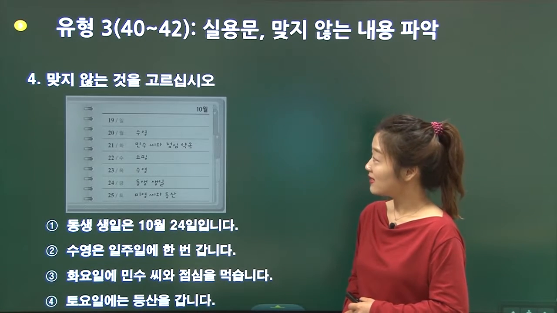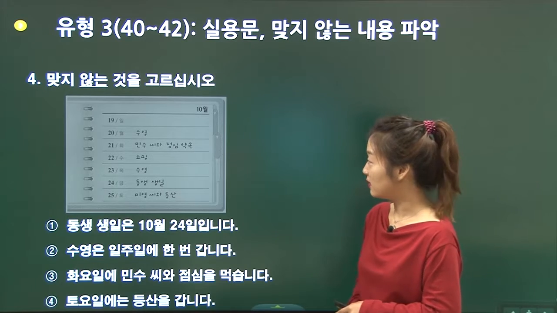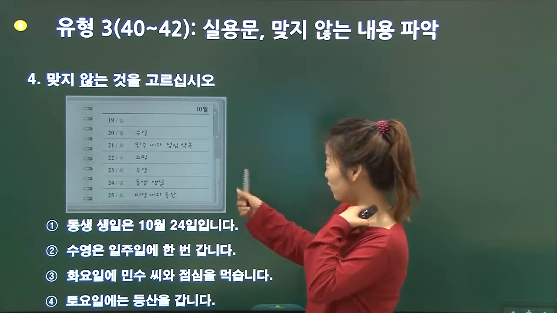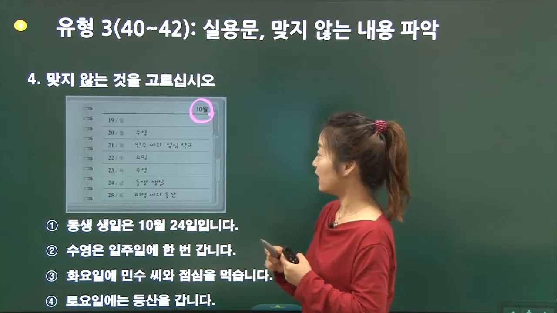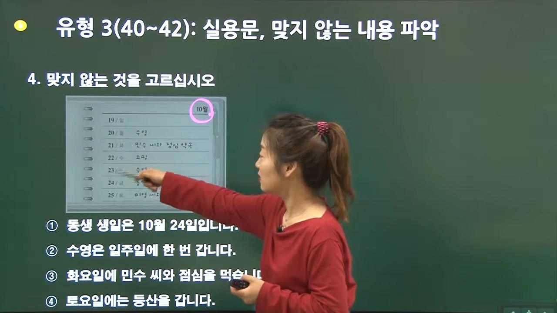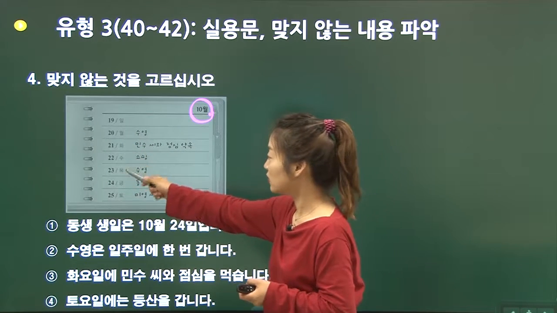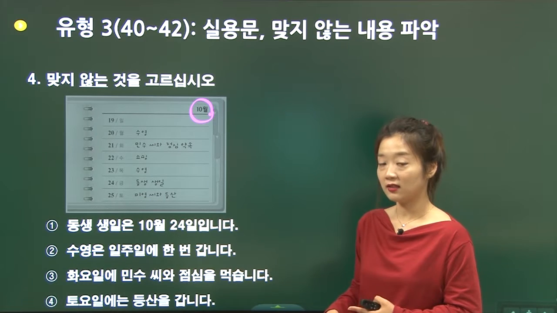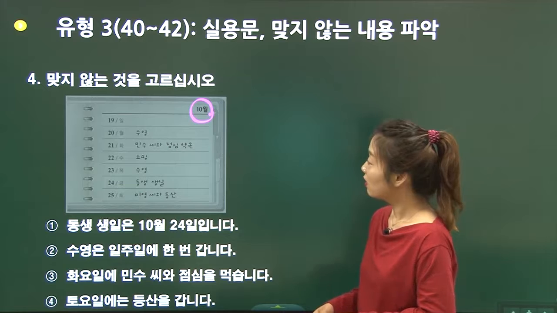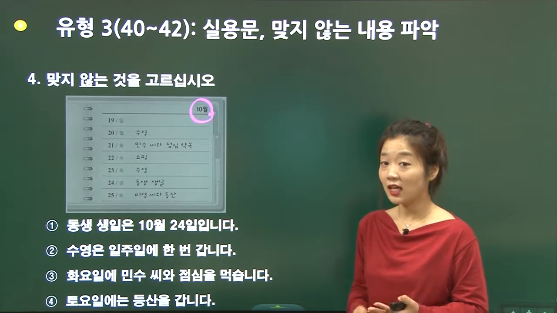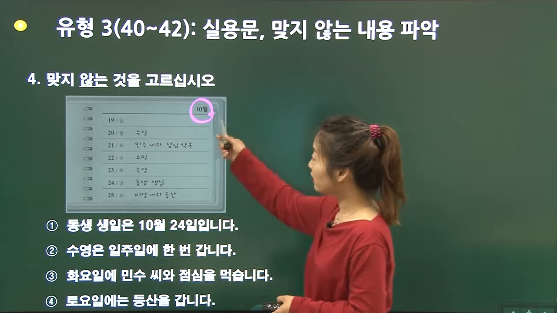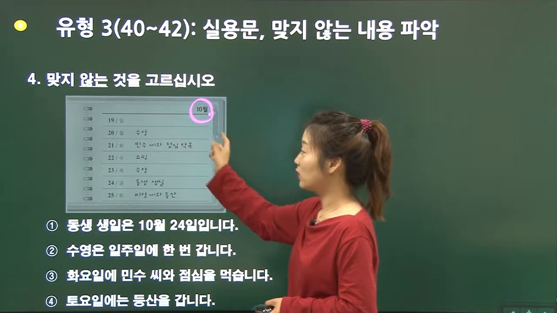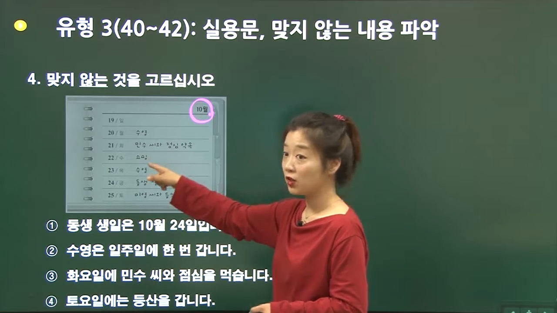Number four, 맞지 않는 것을 고르십시오. Look at this. It looks like some note, but we need to find out 10월, right? And then 19, 20, 21, 22, 23, 24, 25. So what do you think? What kind of article is this? Looks like a calendar, scheduler, right? Schedule. Especially this is about October, right? October 19th, October 20th, October 21st, something like that.